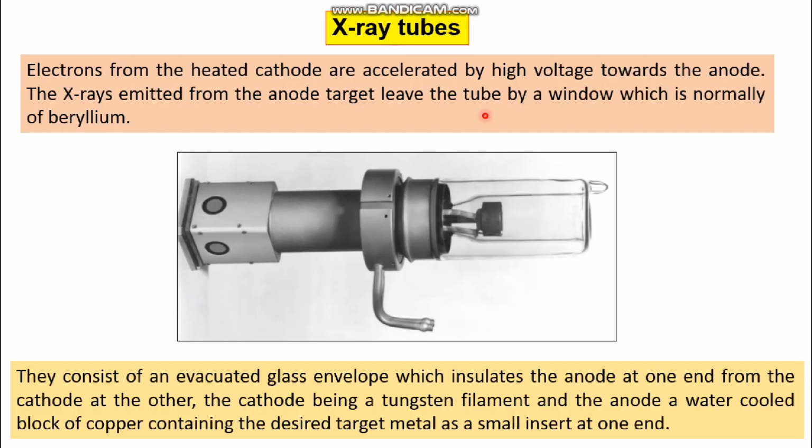Talking specifically about the X-ray tubes, electrons from the heated cathode are accelerated by high voltage towards the anode. The X-rays from the anode target leave the tube by a window which is normally made up of beryllium. They consist of an evacuated glass envelope which insulates the anode at one end from the cathode at the other end. The cathode is generally made of tungsten filament and the anode is a block of copper containing the desired target metal with a small insert at one end.